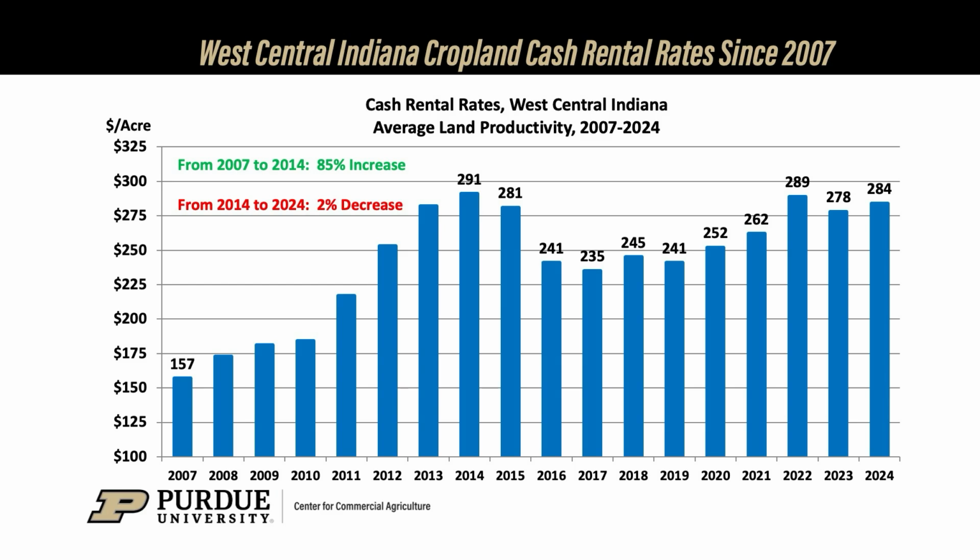I'm using average here. It was 157 in 2007. It was 291 in 2014, an 85% increase. That's pretty much unprecedented, so a very large increase during that time period. And then as we got into 2014, going into 2015, net return to land was weaker, and so we saw a dip in cash rent.